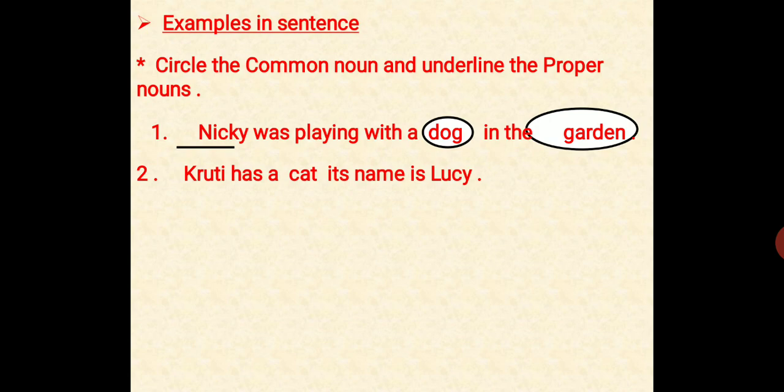Correct. So, Kruti is the name of a girl, so it is a proper noun. Cat, here we don't have a name of a cat. We use cat generally, commonly. So cat is a common noun. But here we have a particular name of a cat, so it is the name Lucy. So Lucy is a proper noun.